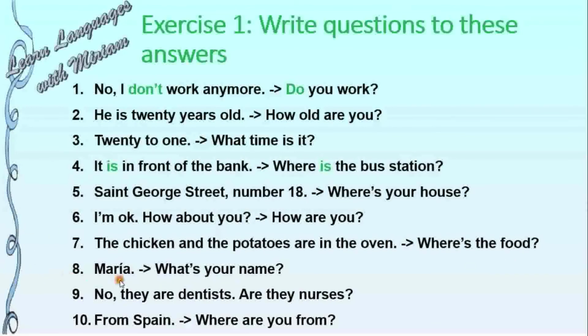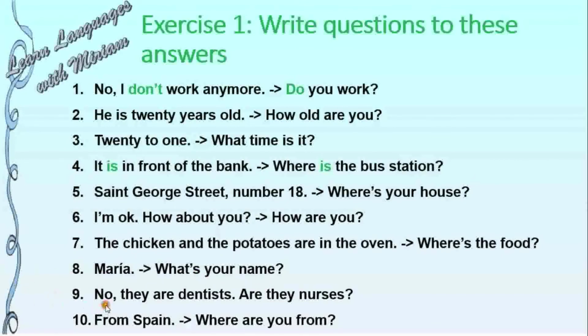8. Maria. So we can ask, for example, what's your name? First, we have the question what, then the verb to be is, and then your name.